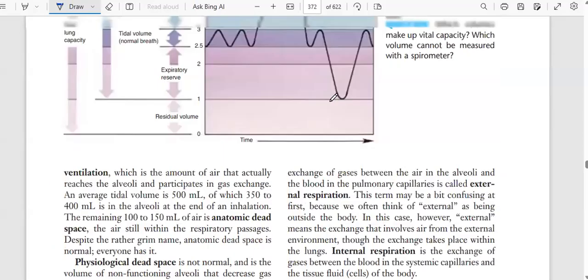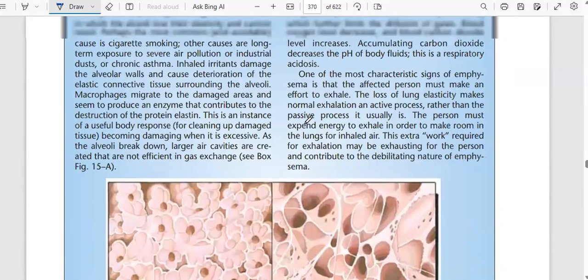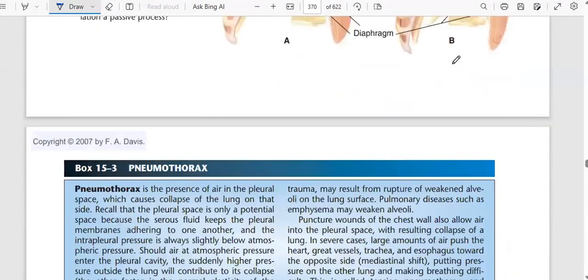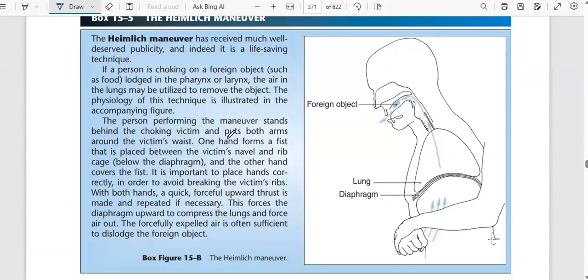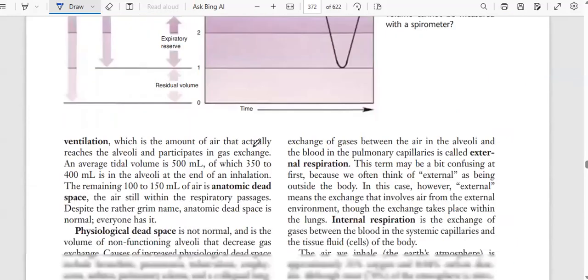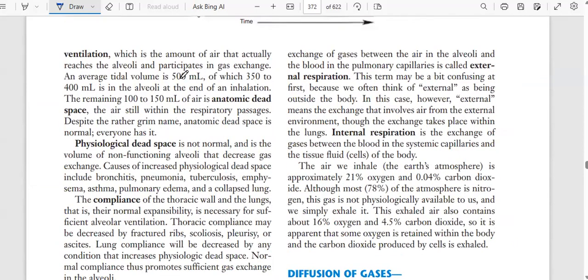So yesterday we talked about a very important topic, inspiration and expiration, along with pulmonary volumes. In that, tidal volume is very important, and minute respiratory volume is also important. We need to understand that, and there are physiological dead space and anatomical dead space. Physiological dead space is more dangerous, and it is not acceptable.